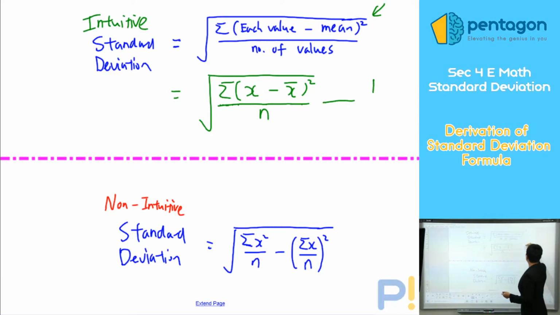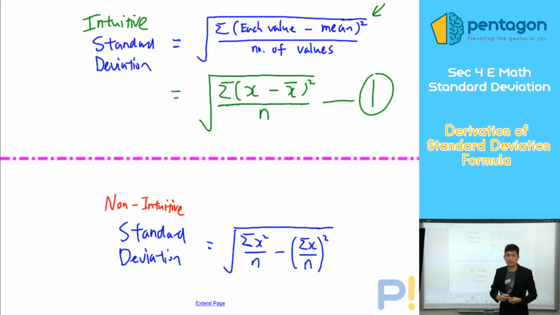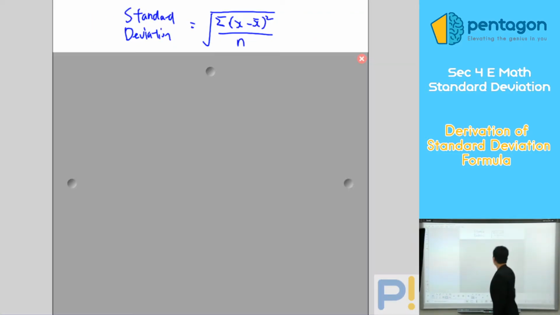Okay, so this is what I'm going to start with. Yes, this is our intuitive formula. And I'm going to bring you to here, number 2. Right, the one you see in your textbook. Okay, so let's go. Right.